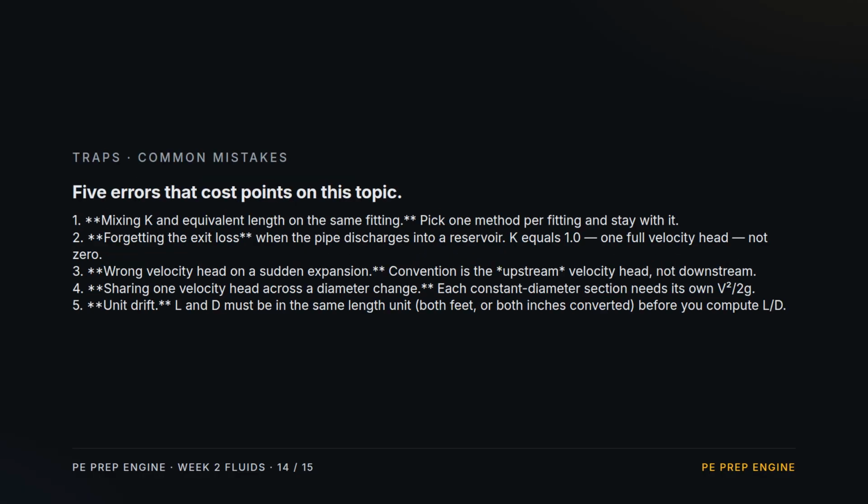Five errors that cost points. 1. Mixing K-factor and equivalent length methods on the same fitting. Pick one. 2. Forgetting the exit loss into a reservoir. K equals 1, a full velocity head, not 0. 3. Sudden expansion uses the upstream velocity head, with K equal to 1 minus the area ratio squared, not the downstream head. 4. If the diameter changes, each section needs its own velocity head. Don't share one across a step. 5. Unit drift. L and D must be in the same length unit before you compute L over D.